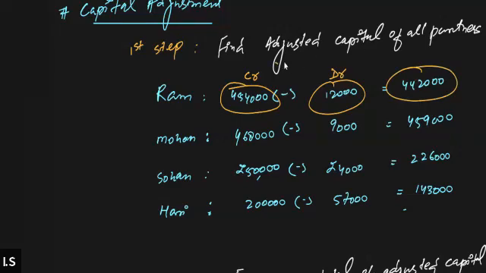How do you find the adjusted capital? Simply subtract the debit side value out of the credit side value of all the partners. Am I clear to everyone? Yes, sir. Clear. Alexander, Abin, Ayan, Hiba, is it clear?